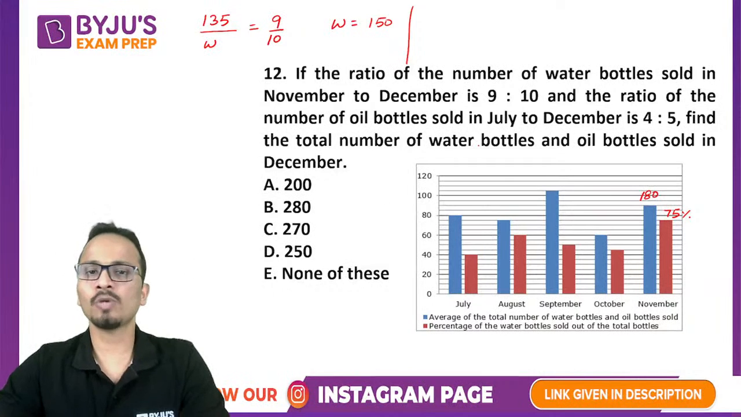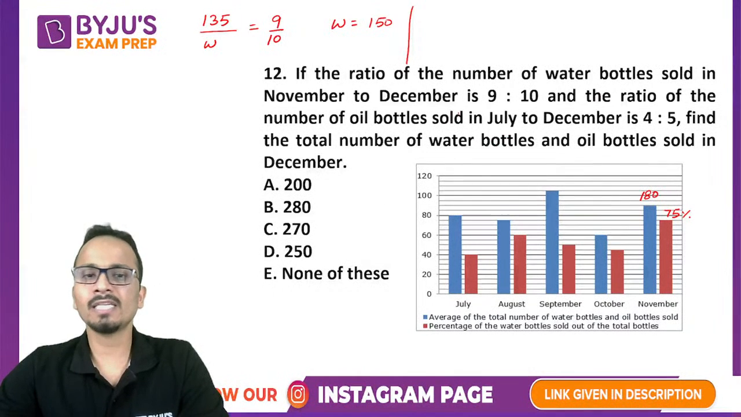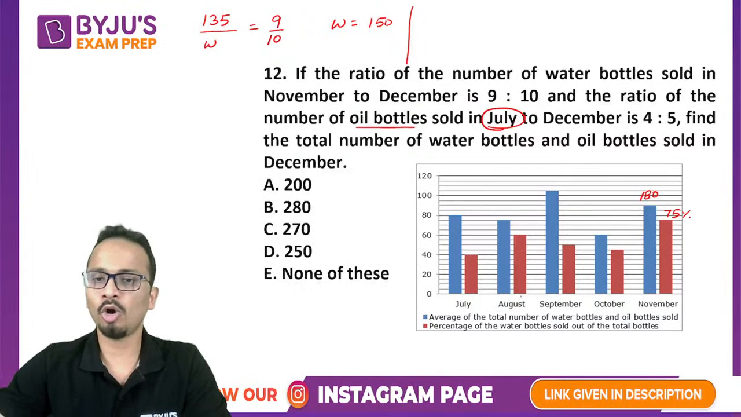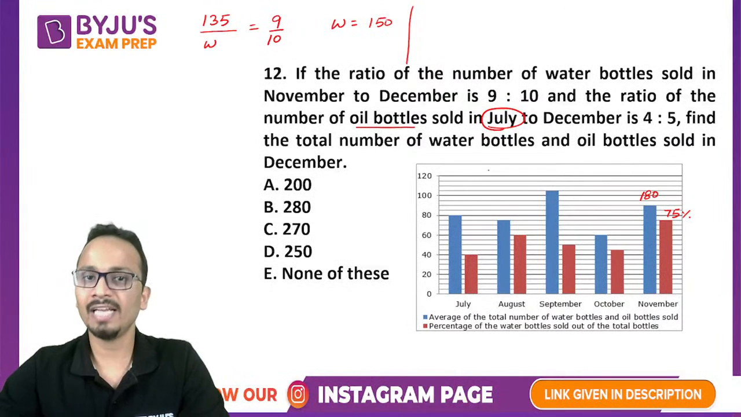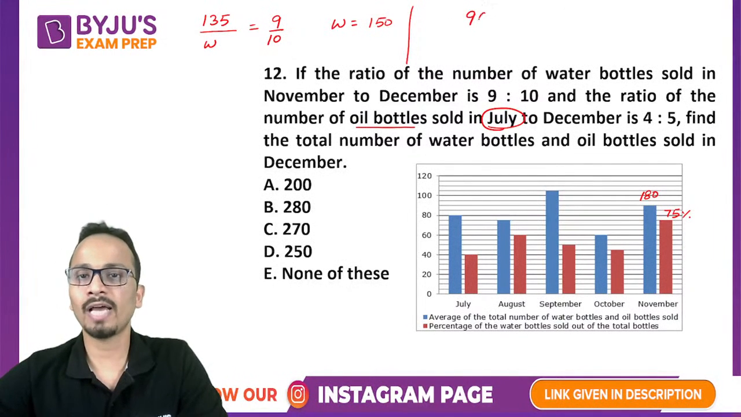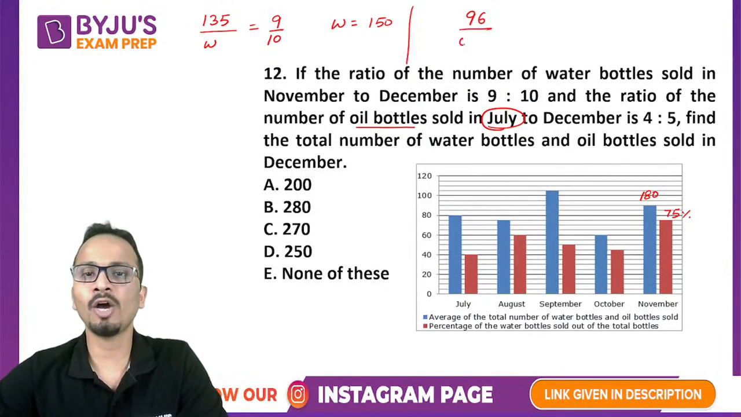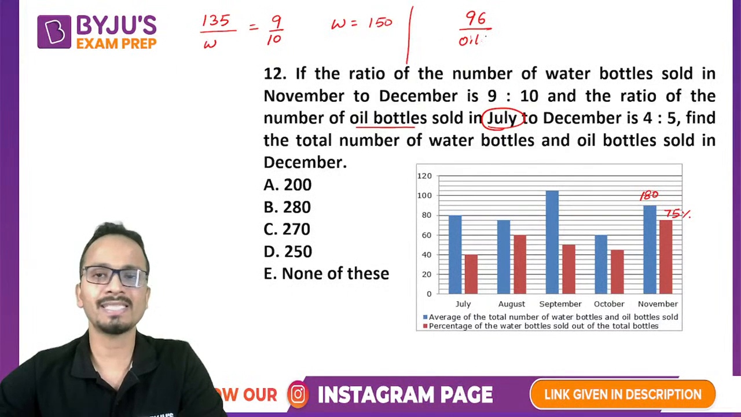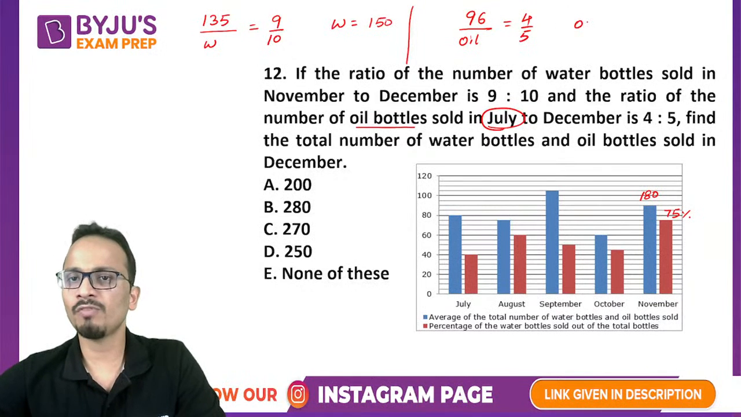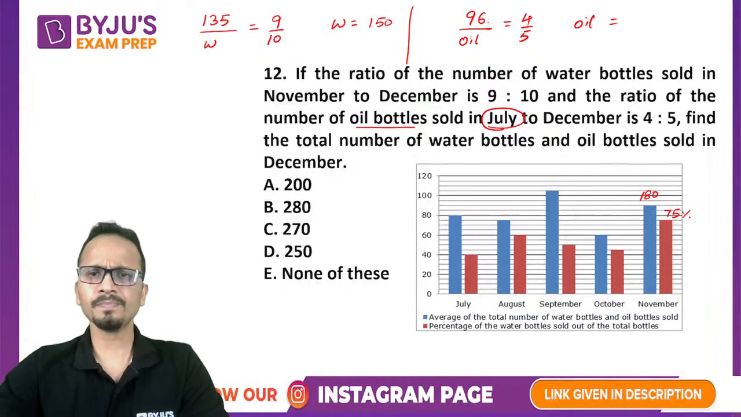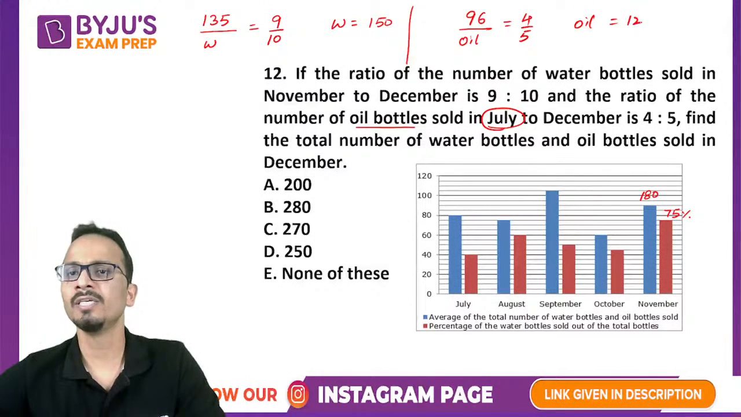Now let's look at the second part. Now they are saying that the ratio of number of oil bottles for July, we have already calculated that number. It was 96. So oil bottles for July, 96, divided by oil bottles for December is equal to 4 upon 5. So number of oil bottles will come out to be 96 upon 4 is 24, 24 into 5 is 120. So 120 will be the number of oil bottles.